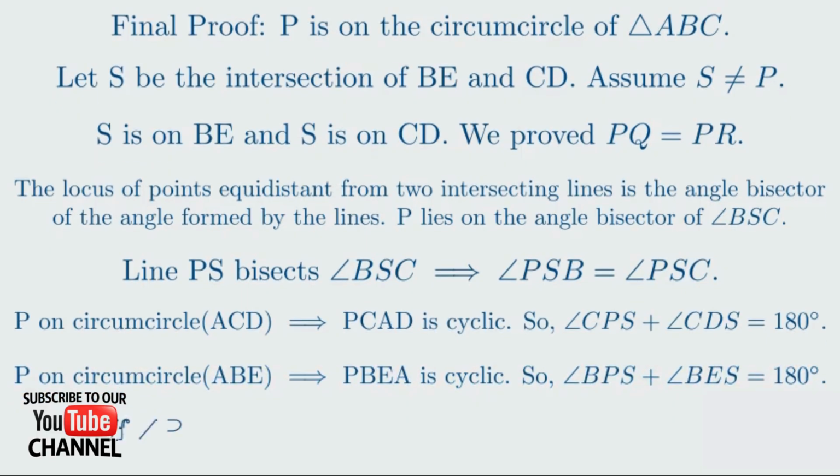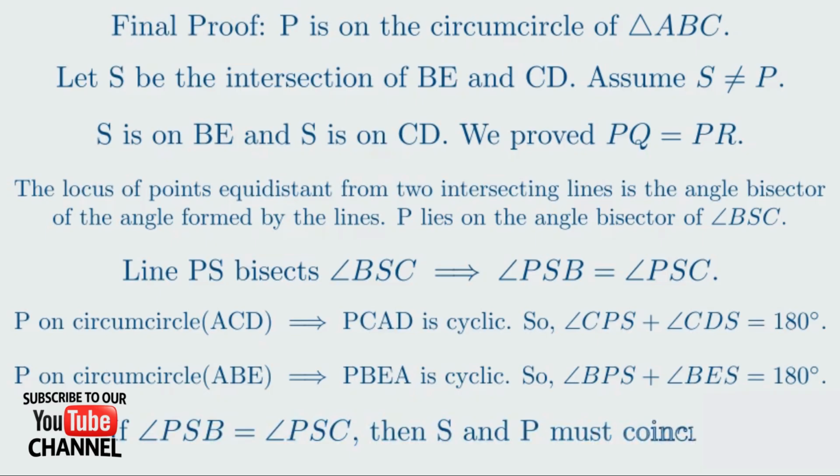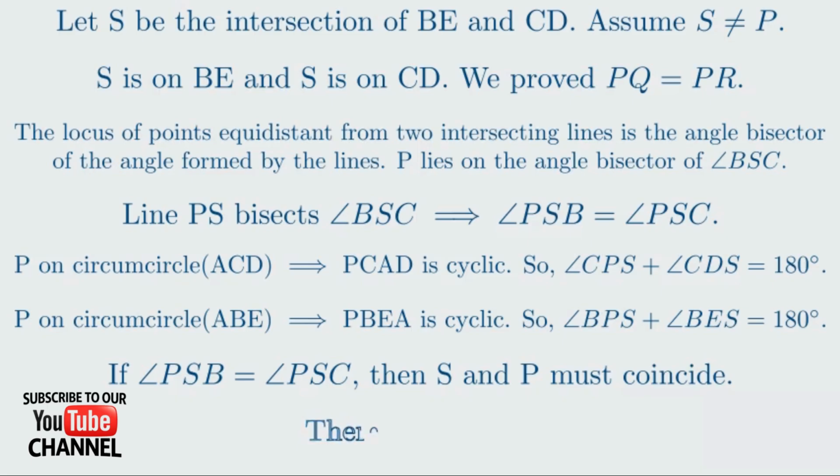We've shown that angle PSB equals angle PSC. We also know that the angle S is shared. The sum of the angles around S is 180. The only way this setup is possible is if S and P are the same point. This means our original assumption was incorrect. The intersection of BE and CD is the point P. Now we can conclude the proof.